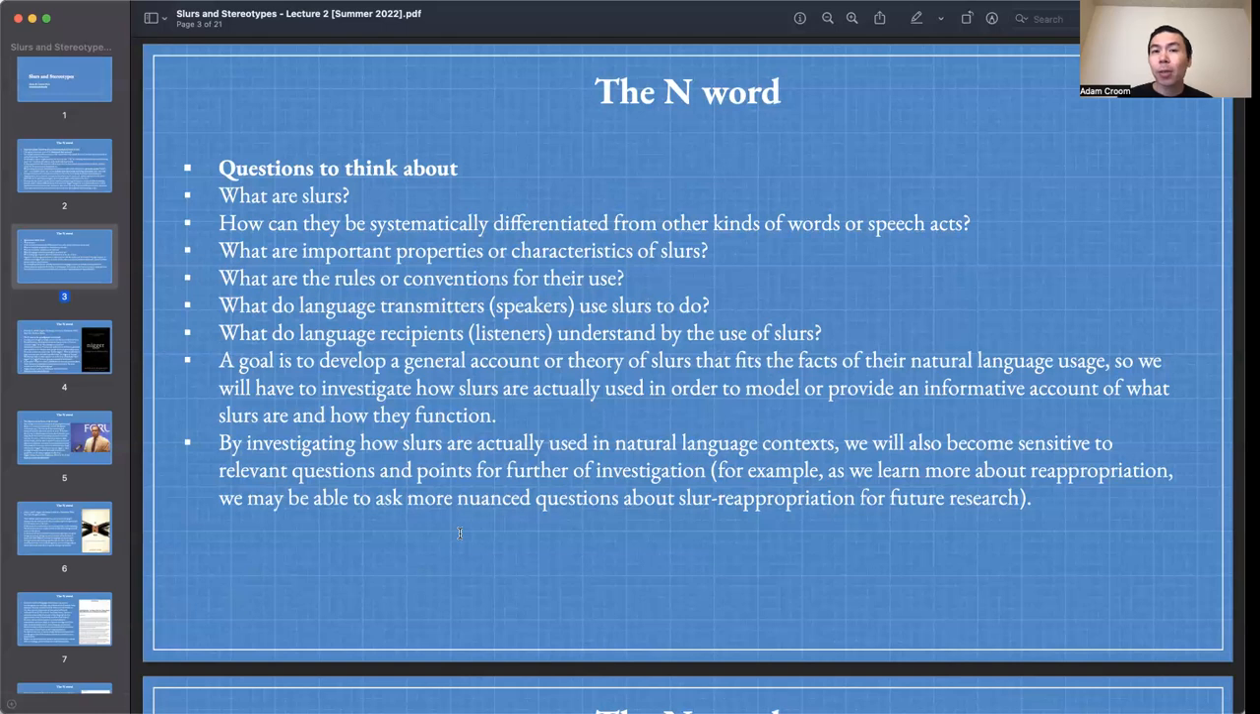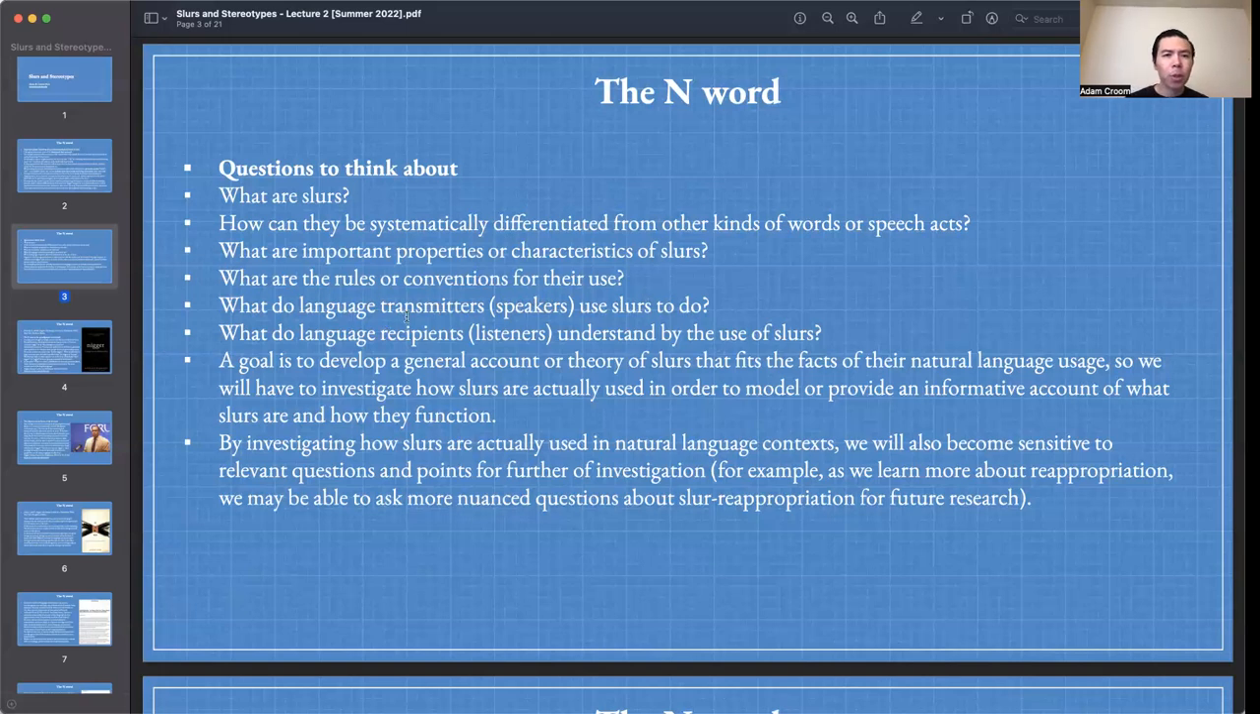What do language transmitters use slurs to do? And I put language transmitters because speakers emphasizes the fact that language is often spoken. For example, I'm speaking English right now. However, I always want to make sure that we appreciate that language users include sign language users as well. Okay, so language is not purely a spoken phenomenon, and that's why I just have speakers here. And out here, transmitters and recipients. This is just to be more inclusive in our discussion of language users.